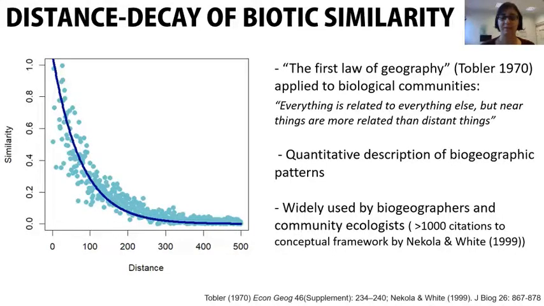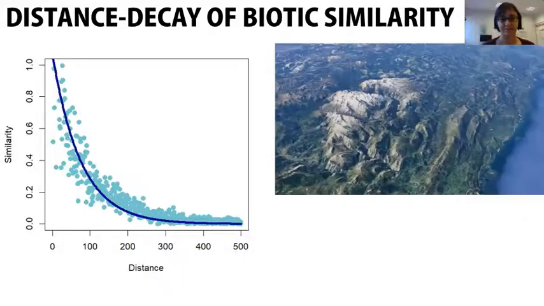This pattern is well known. It has been well studied, as we can see by the number of citations to the conceptual framework by Nekola and White. One of the reasons many people use it is because it is a useful quantitative description. And the fact that we can easily quantify this pattern with a slope or an intercept allows us to compare it between regions or between different taxa.